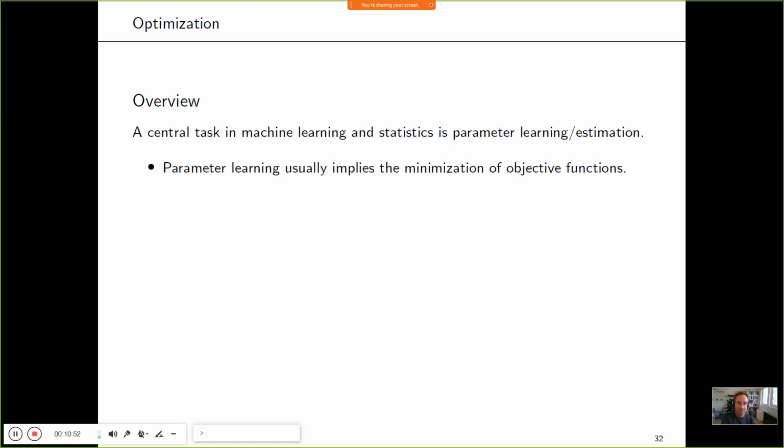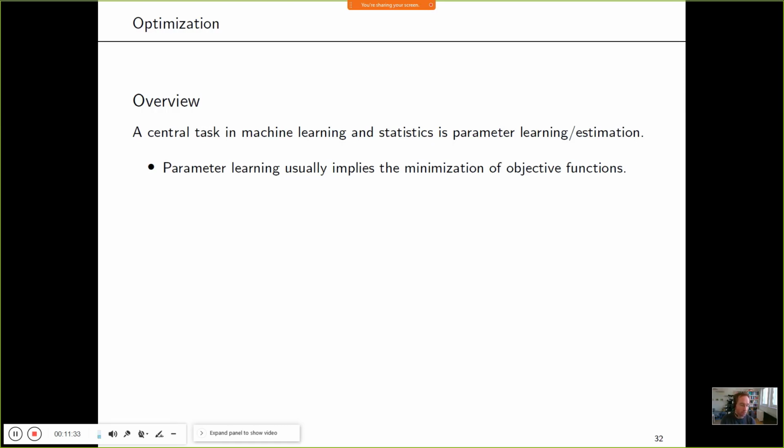Optimization in machine learning and statistics usually refers to parameter learning and estimation, and parameter learning usually implies the minimization or maximization of objective functions. Think of the maximum likelihood principle in statistics. Maximum likelihood means you write down the log likelihood function of the data, so the probability of the data viewed as a function of the parameters, and then you try to find the parameters that maximize this log likelihood function. There your objective function is the log likelihood function, and you try to maximize it with respect to the parameters. That's a central task in statistics, and you already know that.